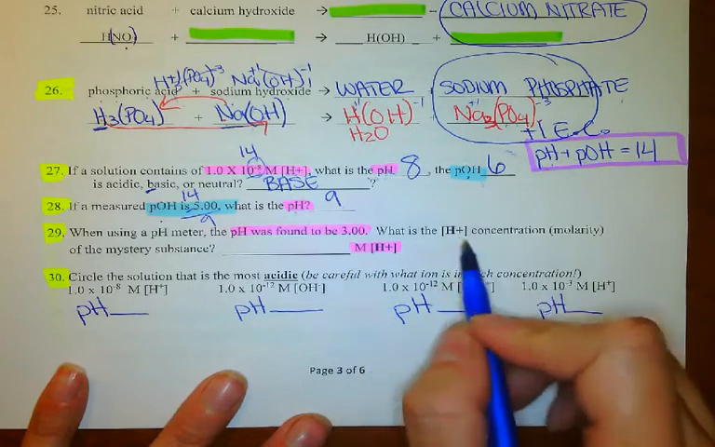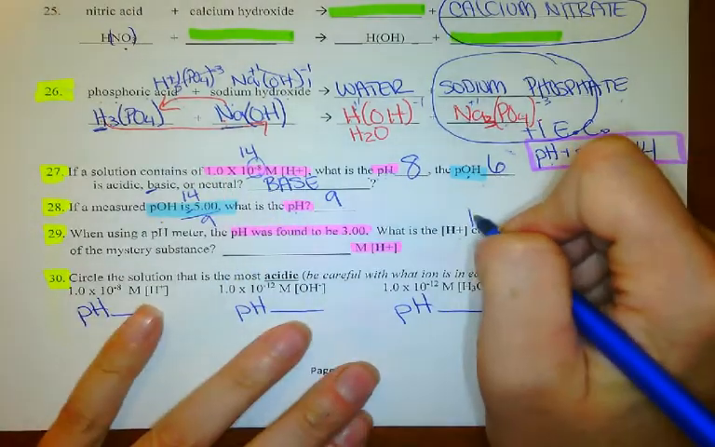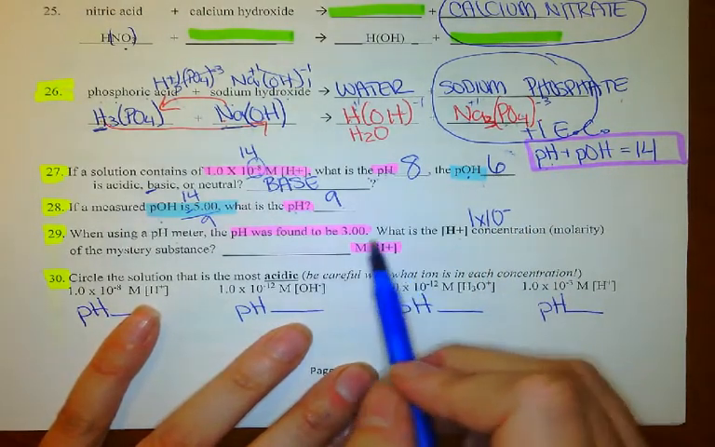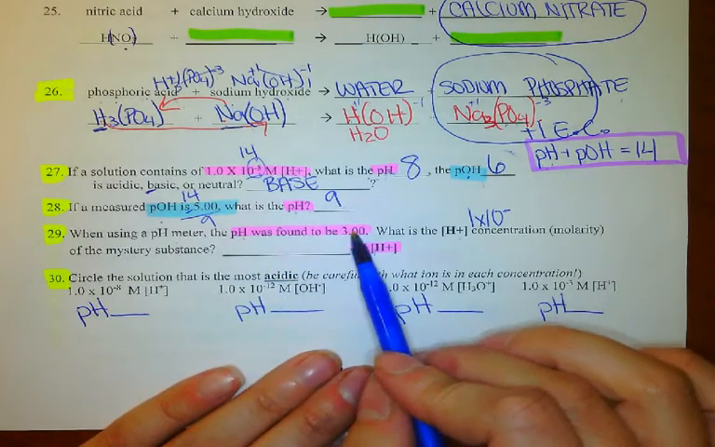They're asking me for H+ concentration. That means that they want it to look like this. So I'm going to say 1 times 10 to the negative something. Okay? And they're asking me for the concentration of an acid. They gave me the pH, which is an acid. So going from pink to pink, I keep the number.